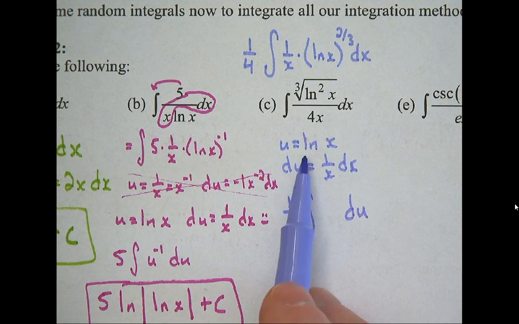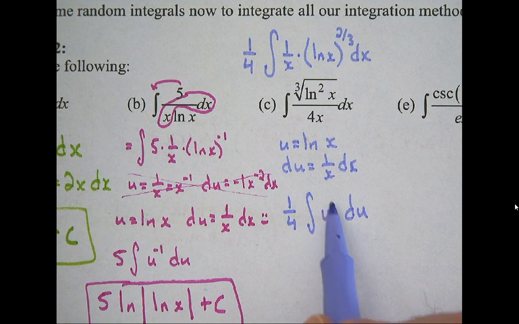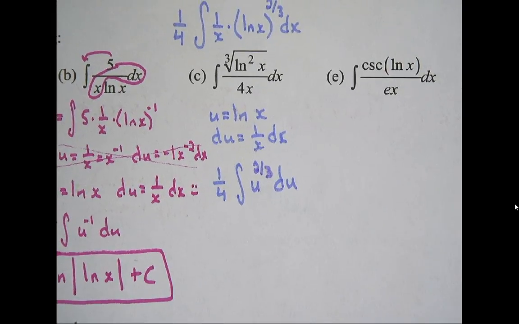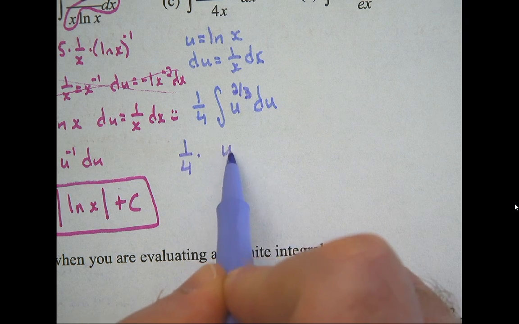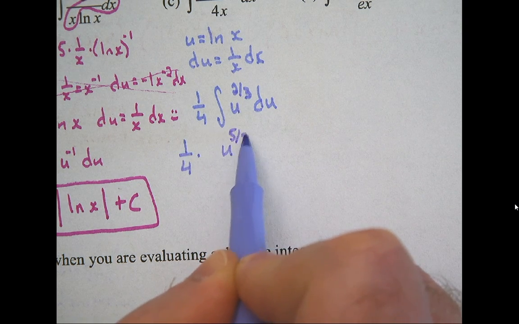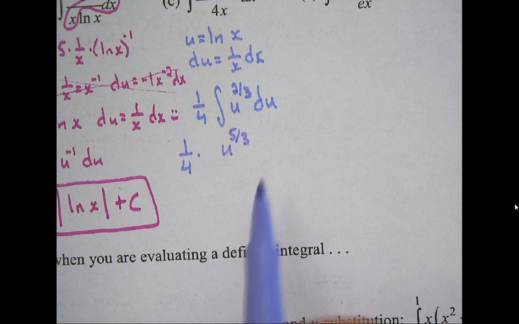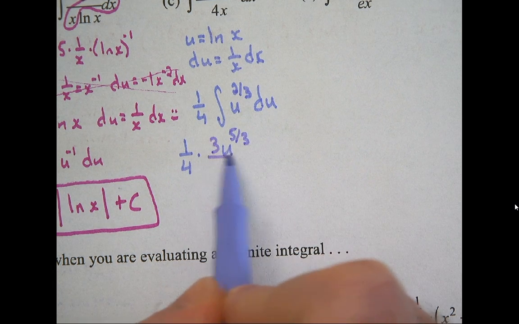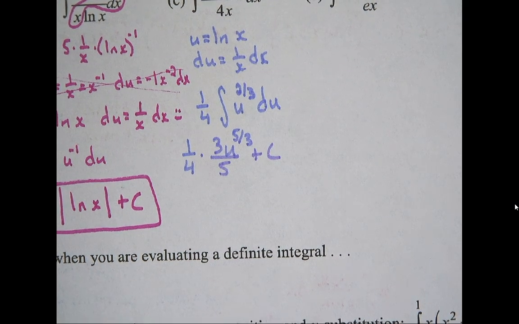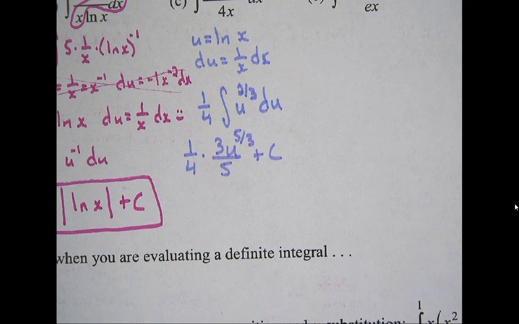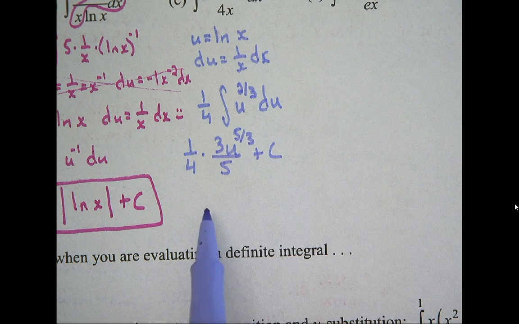My u is natural log of x, so that's u to the 2/3. And now I have something that's pretty easy to integrate. So I got my 1/4. U to the add 1 would be 5/3. Then I need to divide by 5/3, which is the same as multiplying by the reciprocal. And then don't forget to actually go back and put the u value back in there.